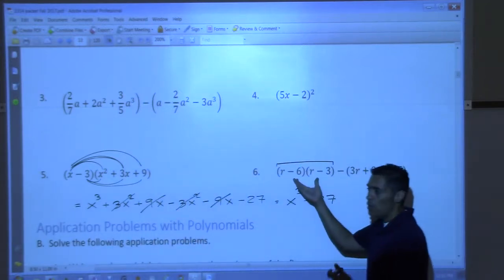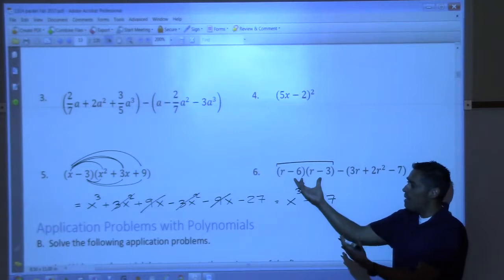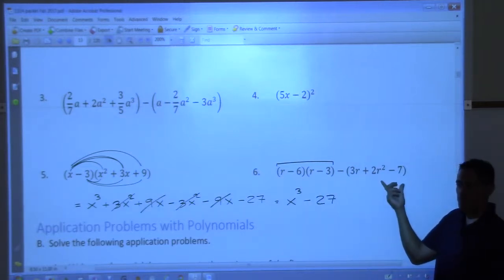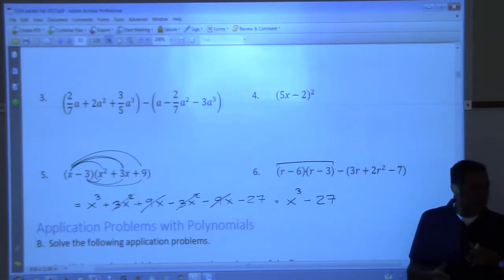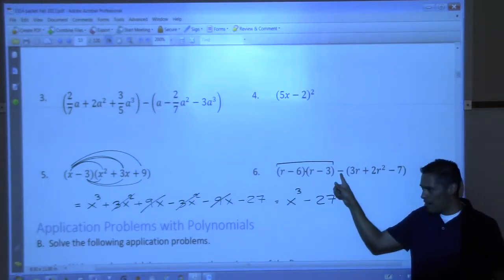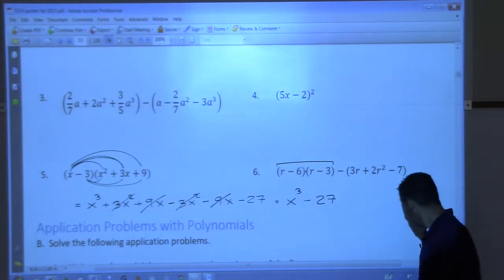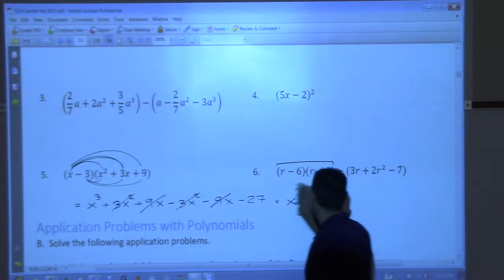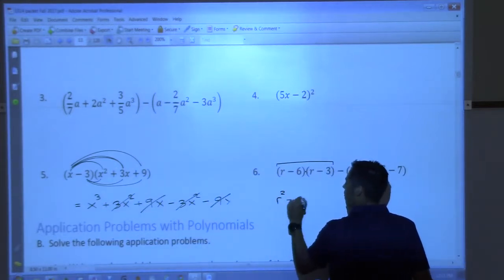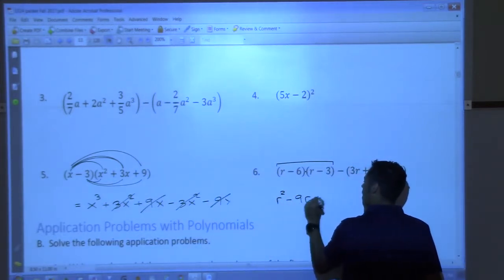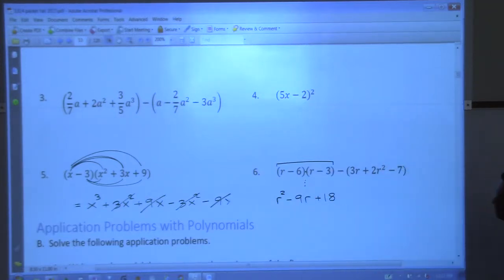So we are going to FOIL this, or expand this, first, all right? We're going to do that before we mess with this because this is multiplication. In order of operations, multiplication comes before subtraction. So you have to FOIL this first. I'm not going to show all the steps of FOILing, just going to give the answer. We should get r squared minus 9r plus 18. So if you were to FOIL that, that's what you would get.